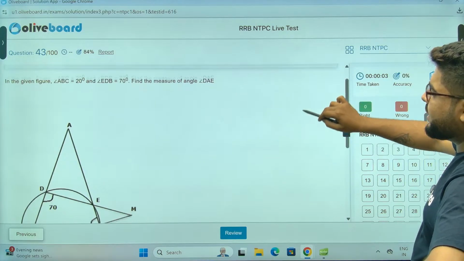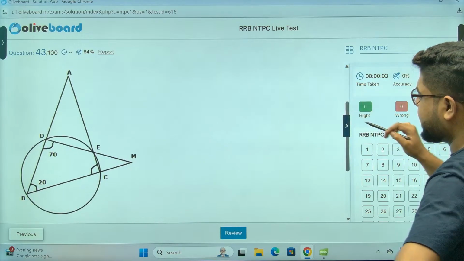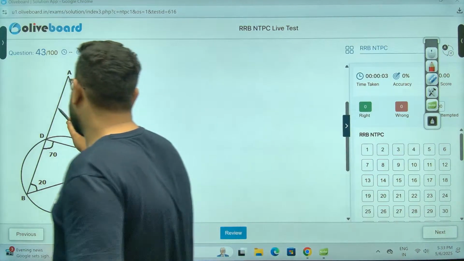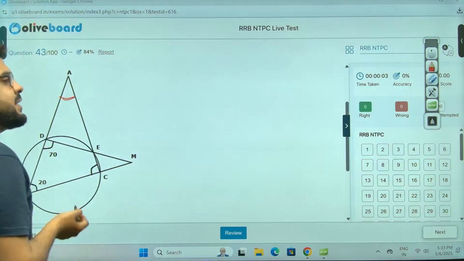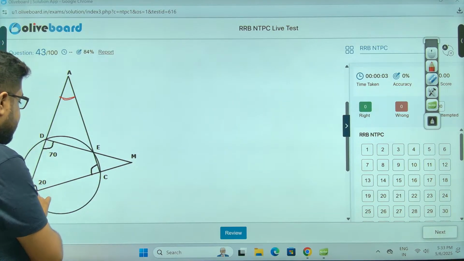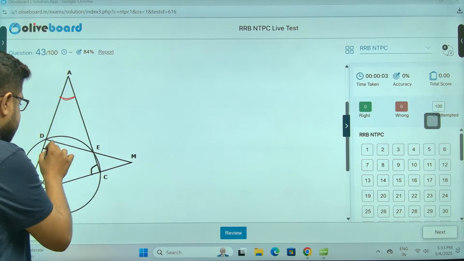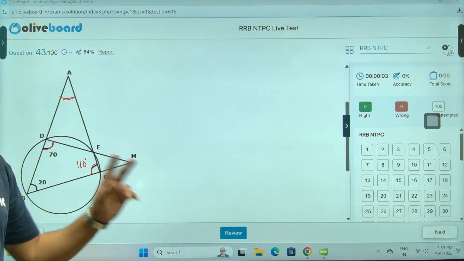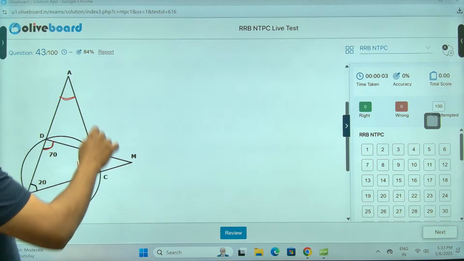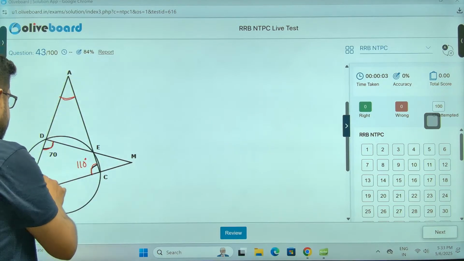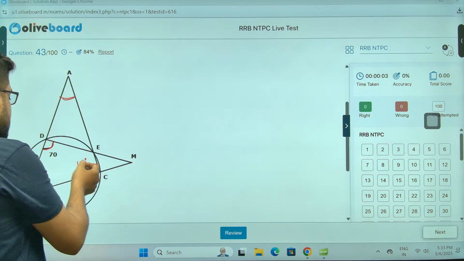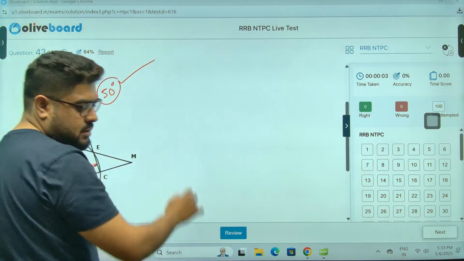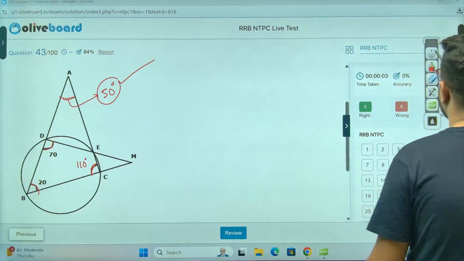They have asked for angle DAE. Remember, we need DAE. That means that upper angle. The other angles are given. We need this particular angle, sir. This is very simple. So this is a cyclic quadrilateral BCED. So this is 70, which means this has to be 110, because these two are supplementary opposite angles of a cyclic quadrilateral. Take the big vertical triangle. One angle is 20, one angle is 110. So total 130, it should be 180 minus 130, 50 degrees. Answer, sir.